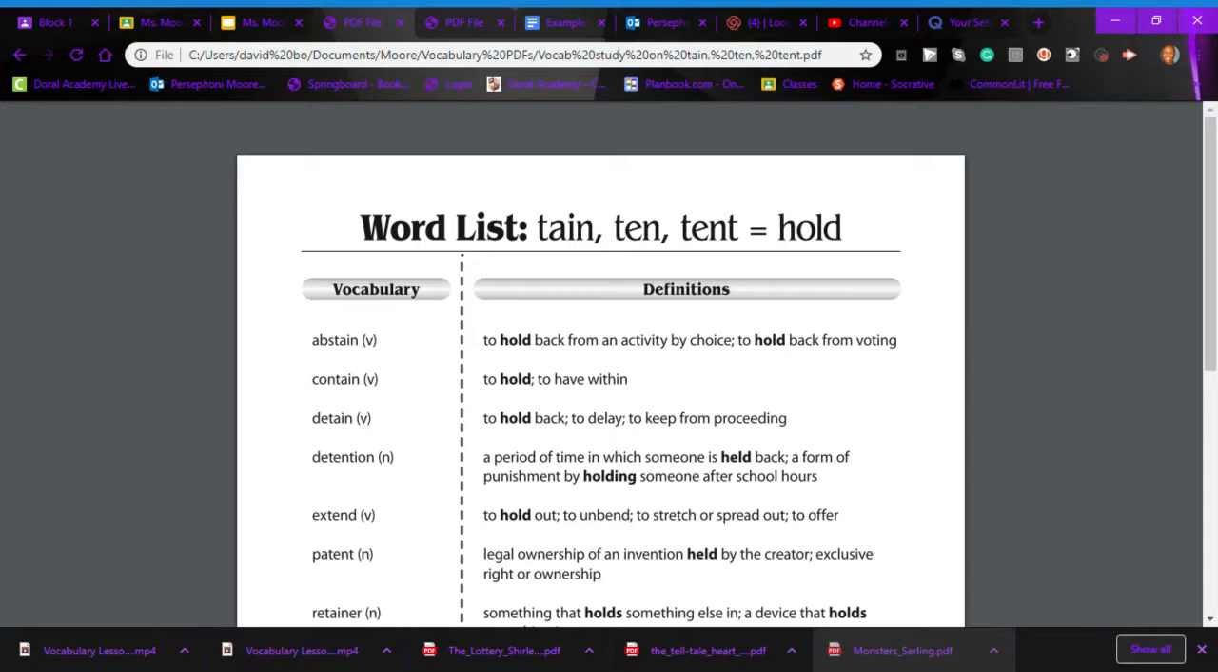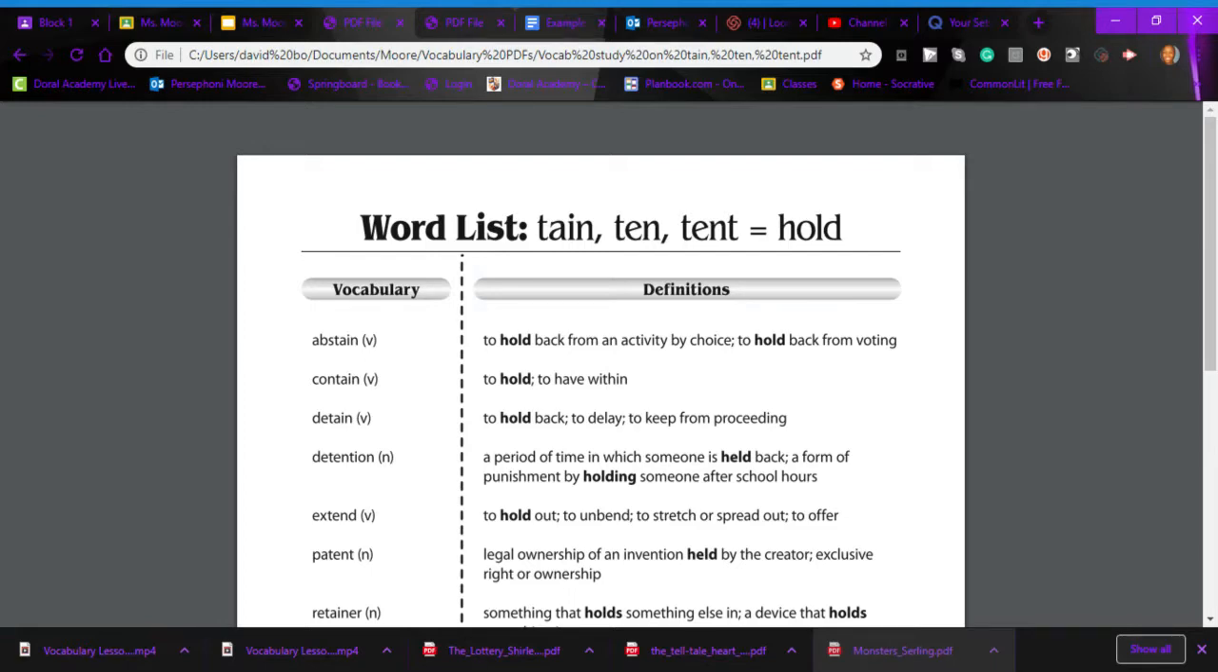Detain is a verb. It means to hold back, to delay, or to keep from proceeding. You may detain someone from moving on to the next grade. Usually when we hear the word detain, it's used by law enforcement. Law enforcement may detain a person before arresting them.